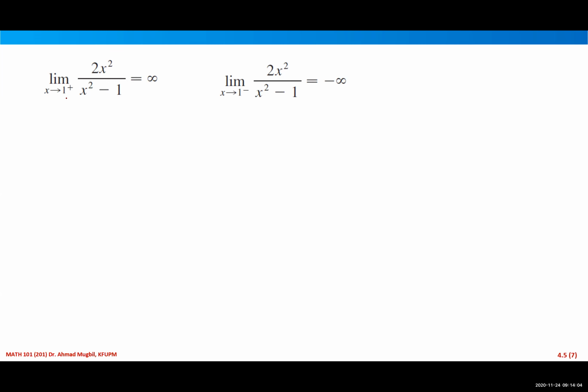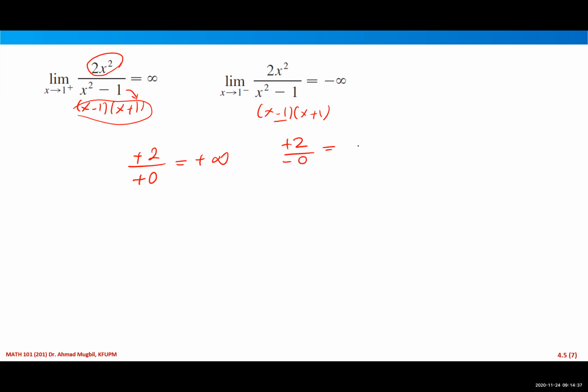What do you have? If x goes to 1 from the right, so it is greater than 1. The denominator is x minus 1 times x plus 1. When x is greater than 1, this will be positive, and this is already positive. So positive times positive will be positive, 2 over positive 0, so it will be positive infinity. When x goes to 1 from the left, this will be negative. So it will be positive 2 over negative 0, so it will be negative infinity.